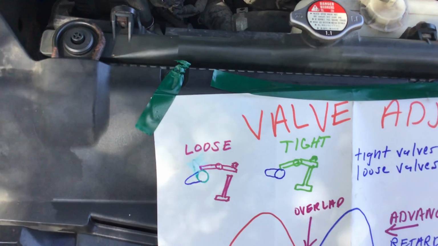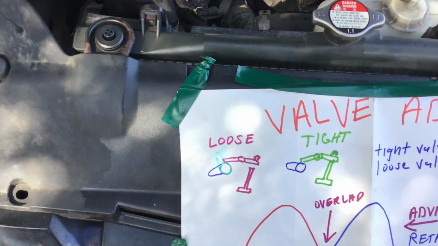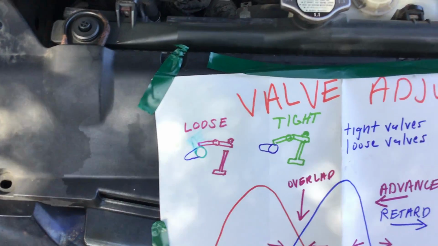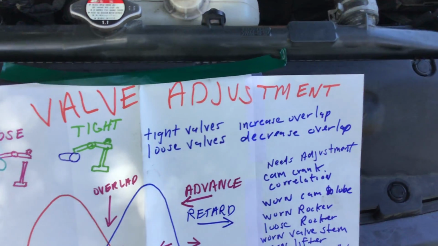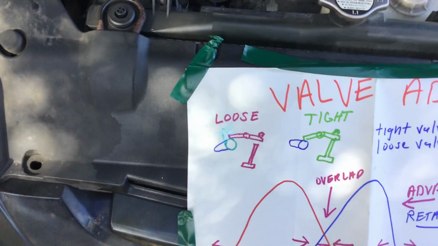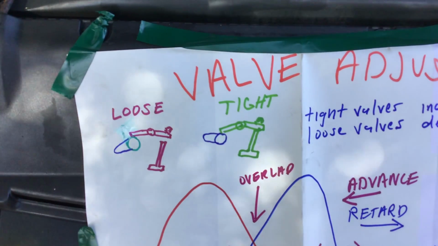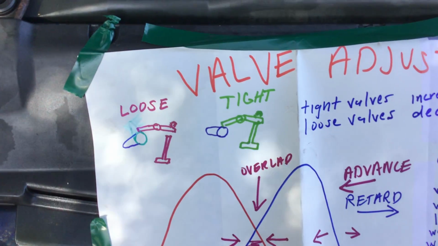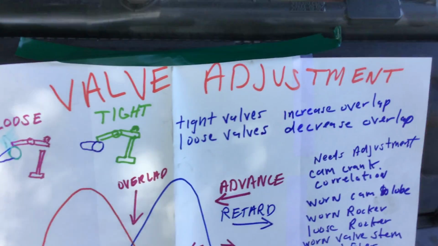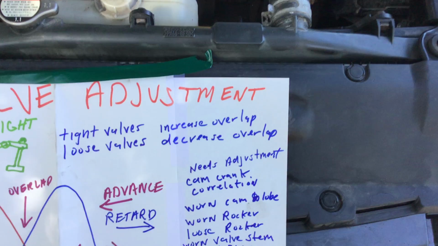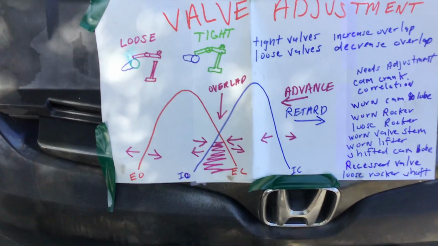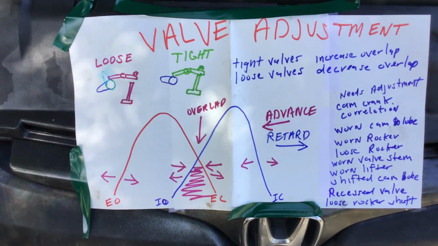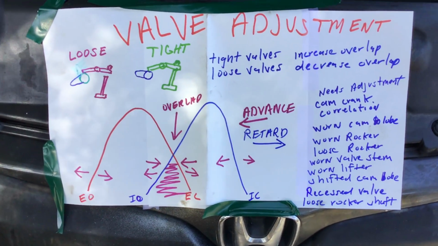A loose valve, as the camshaft rotates, will open later and close earlier and affect overlap. It will decrease overlap. A tight valve, as the camshaft rotates, will open the valve earlier and close it later. Tight valves will increase overlap. We will look at overlap on the scope, and we'll look at expansion pockets, compression towers, and vacuum pulls.